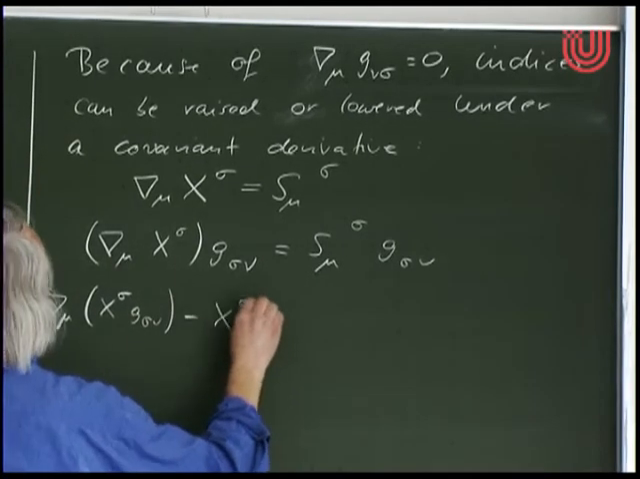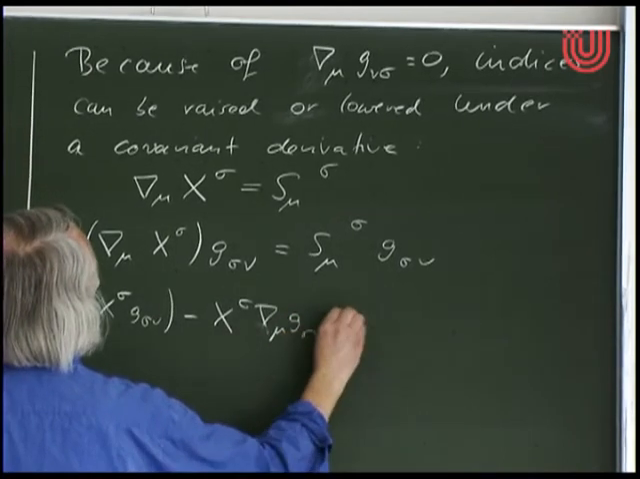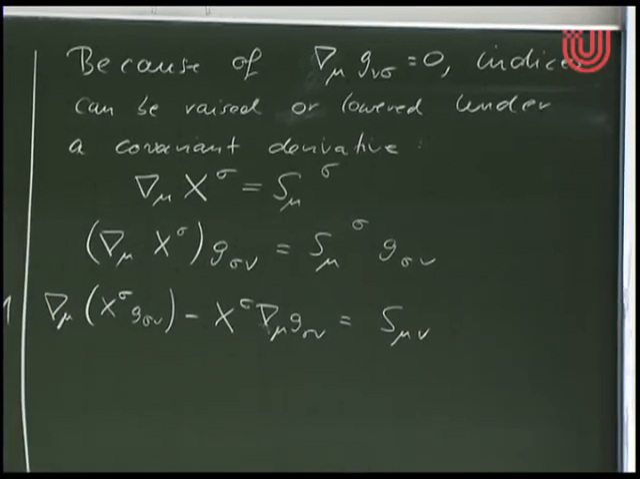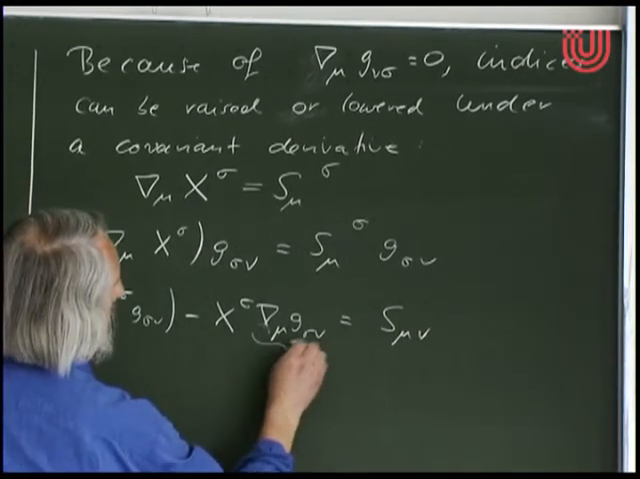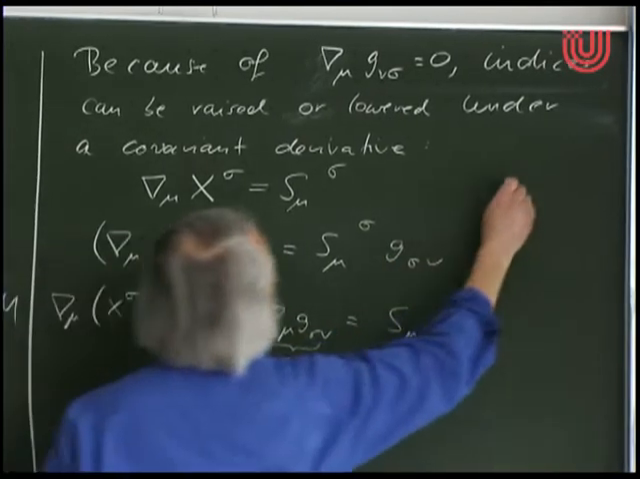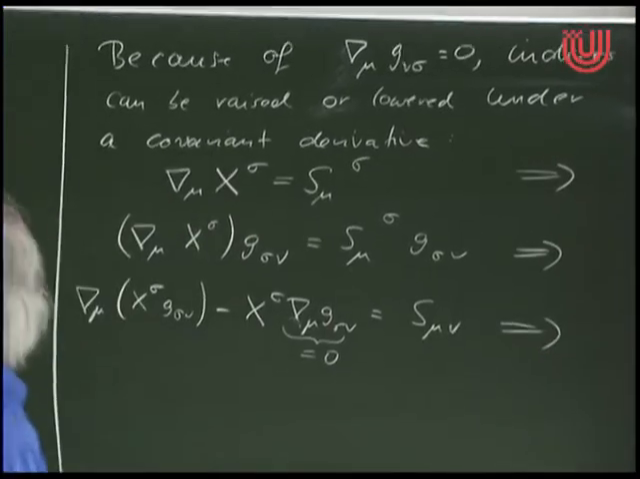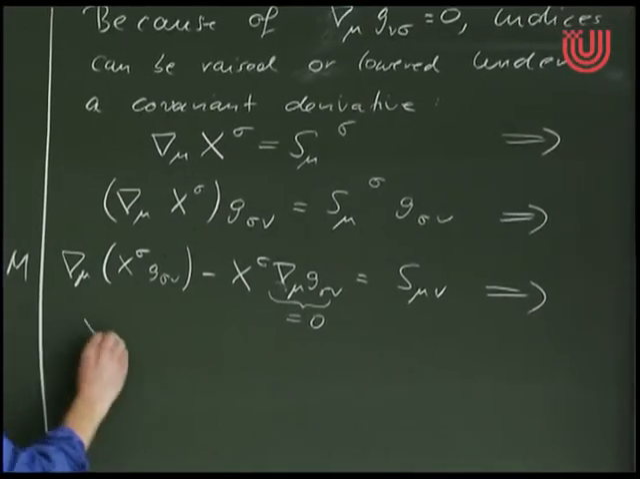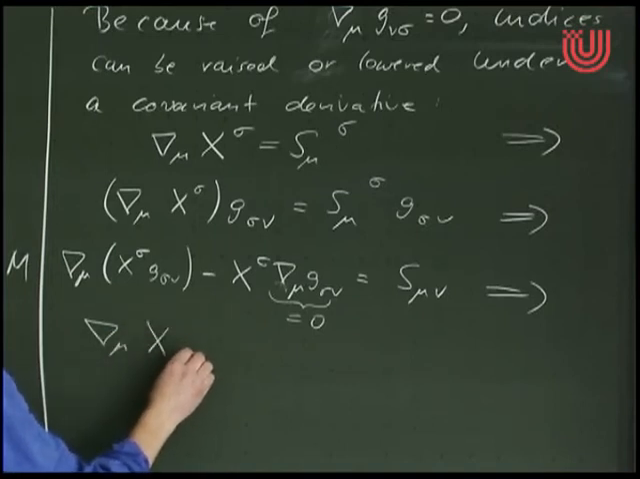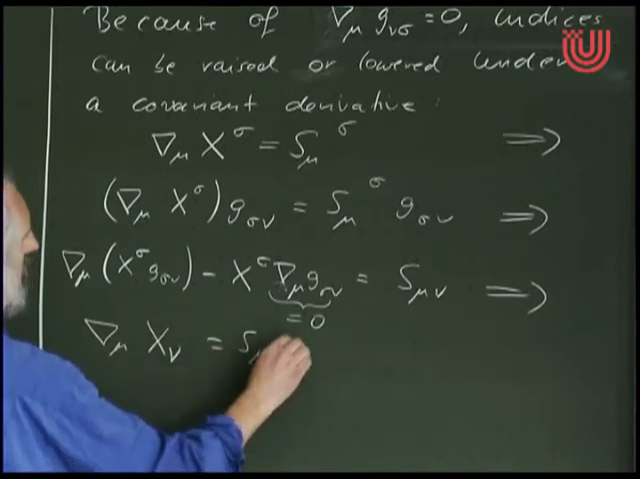Minus x sigma del mu g sigma nu. And on the right-hand side, I have just S mu nu. And now you see, fortunately, this here is 0. So one equation follows from the preceding one, yeah? And from this here now we get, now we have the x with a lowered index. So this is now x nu is s mu nu, yeah?